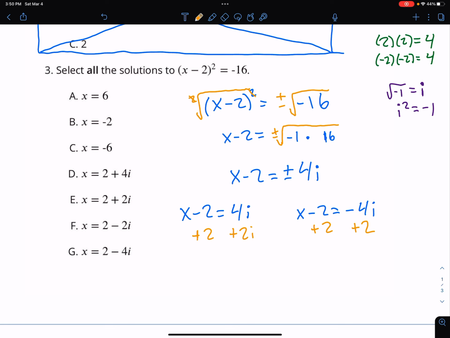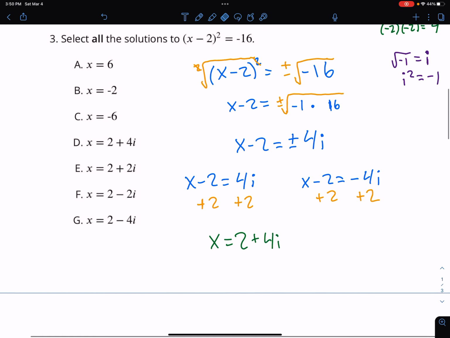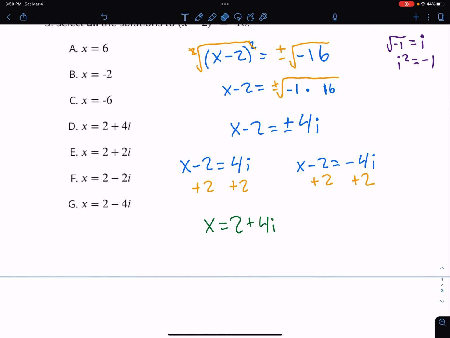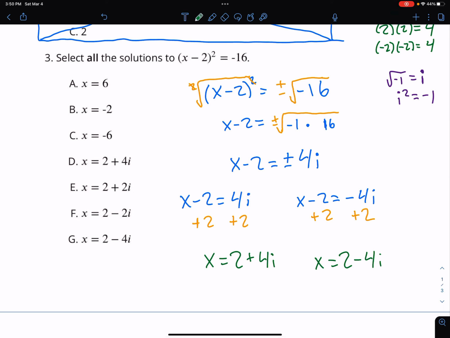And now we can rewrite these. Our final answer is going to be x equals positive 2 plus 4i. And look, I don't know why I've got i on the brain here. I didn't need to put that either. I'm not adding 2i, I'm just adding 2 to both sides. So 2 plus 4i, and I've got x equals positive 2 minus 4i. We got that in our solutions here. It says choose all solutions. 2 minus 4i is looking like G, and 2 plus 4i is D.